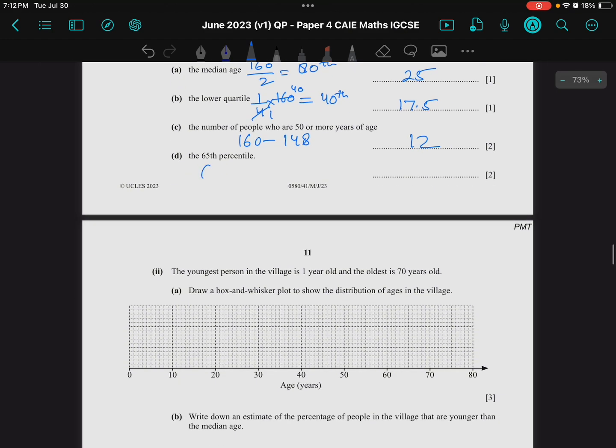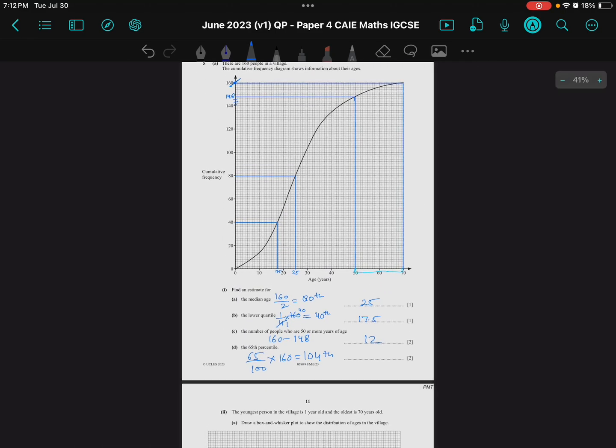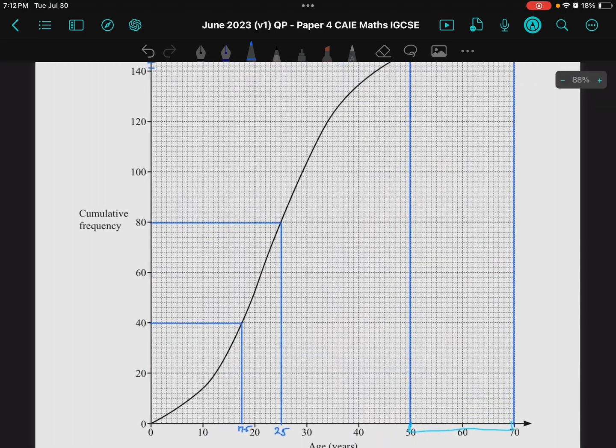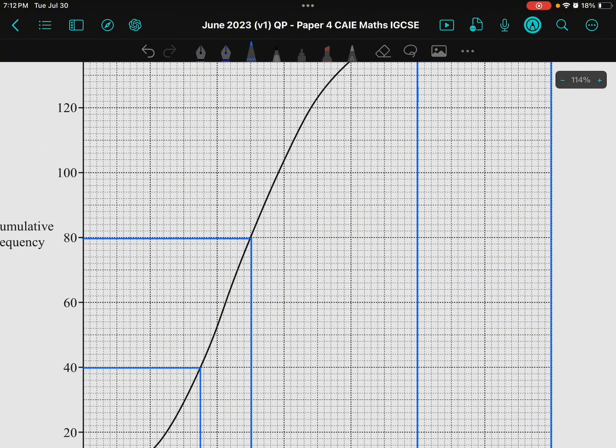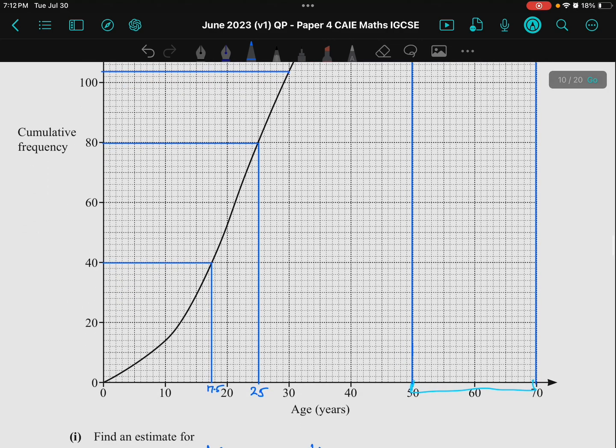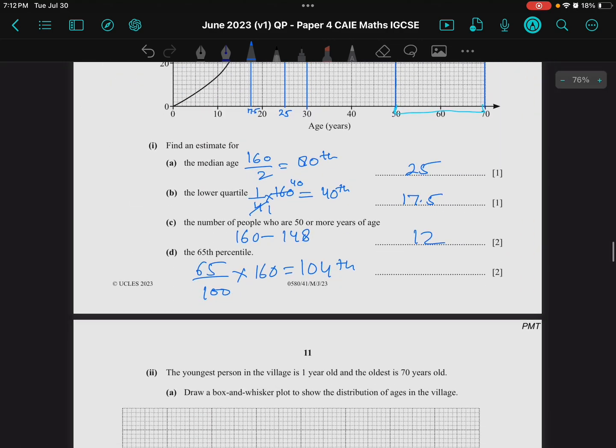The 65th percentile, part D, that is 65 upon 100 into 160, will give me 104. So the 104th point here, it is 104. Dropping the line and then drop down. So it is coming out as 30.